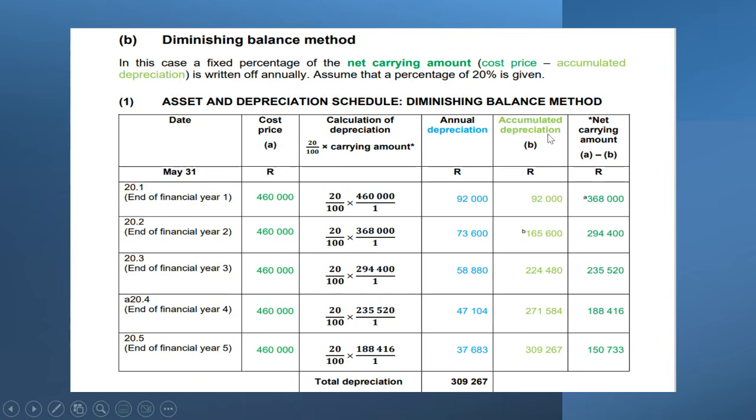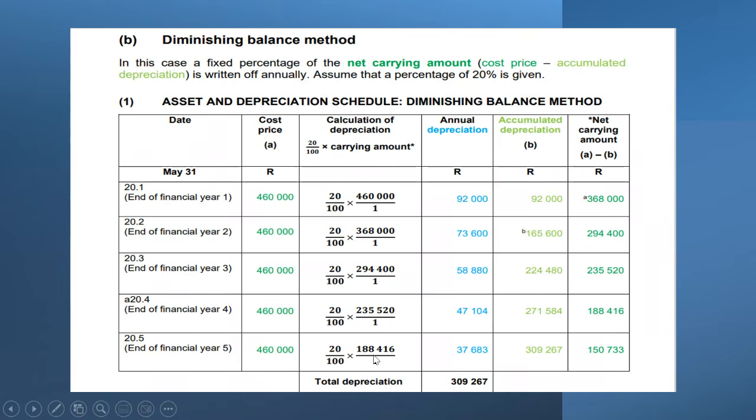Then how do we calculate our accumulated depreciation at the end of year 3? You will say 165,600 accumulated depreciation of the previous year plus the current depreciation of 58,880, you get 224,480. Then at the end of year 3, how do you calculate your net carrying amount? You just say 460,000 less your accumulated depreciation of 224,480, you get 235,520. You will do the same until you reach year 5.